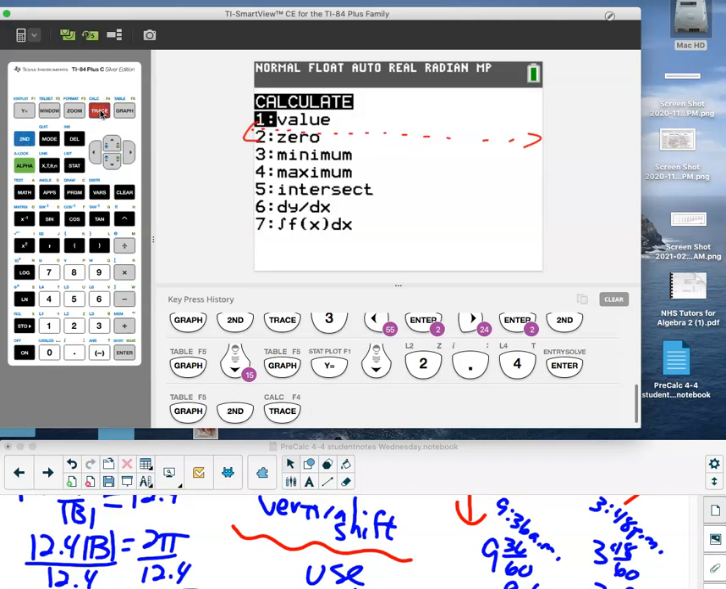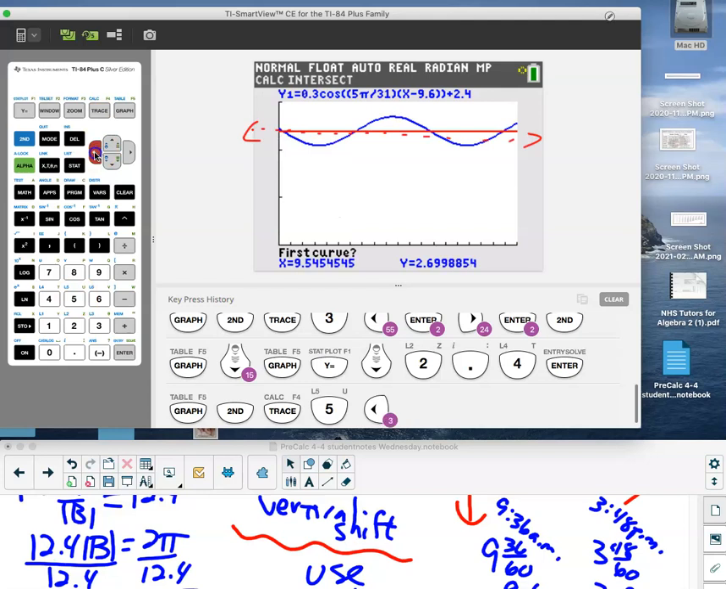Second trace, number 5, intersection. Blinky's a little lost. I need to get Blinky closer to the intersection that I want it to calculate, or it won't know. It's a nice pet, but sometimes you have to be careful with it. And then you can just hit enter 3 times, because we've got first curve, and then it's definitely going to jump to the second curve, and a guess. Time was 0.3.